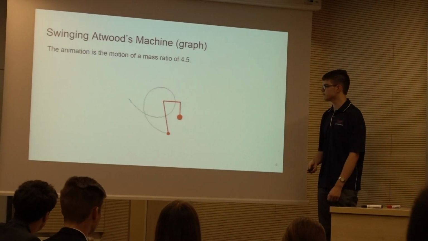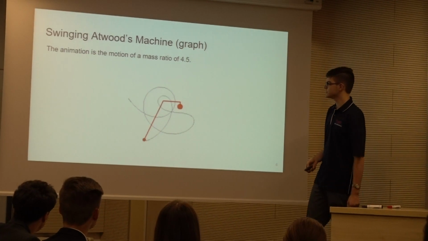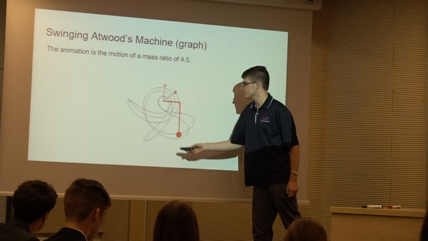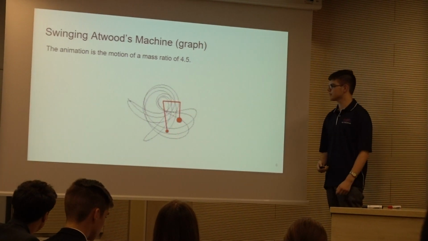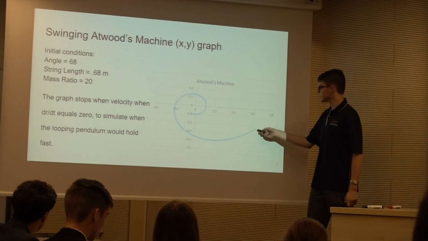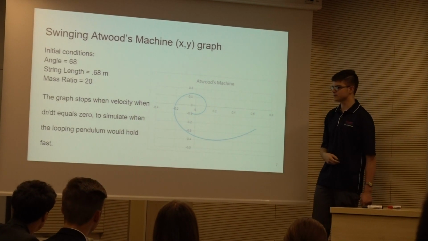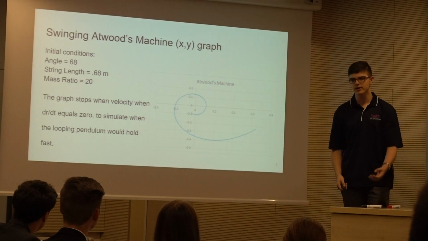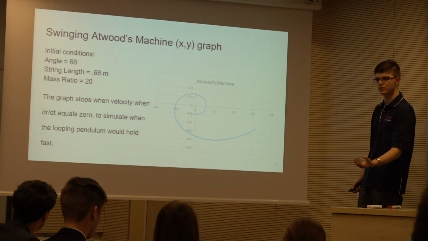Here's an animated GIF of the motion of the lighter mass. As you can see, the beginning motion follows the same trajectory we see with the looping pendulum, but over time it becomes a chaotic system. Here's another graph of the swinging Iypt machine. We stopped generating the graph when the radial velocity was 0 to simulate when the heavier mass stops moving.